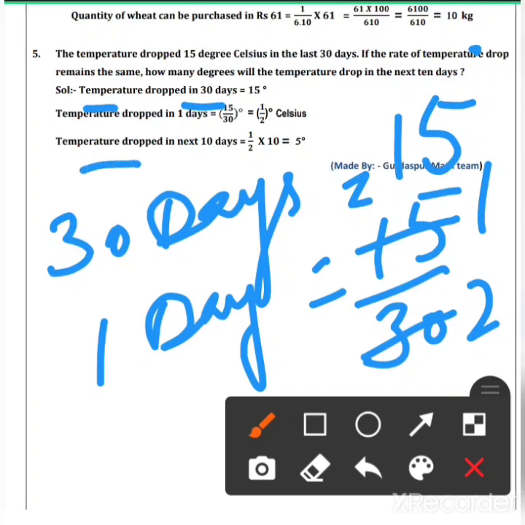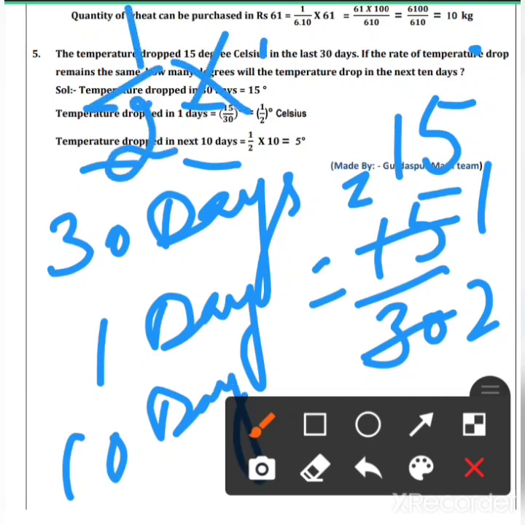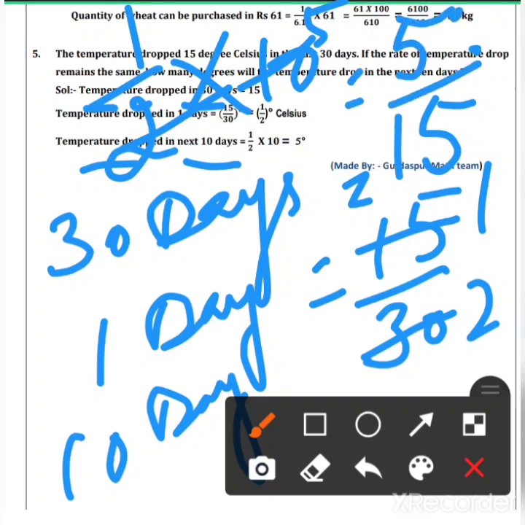Now the temperature dropped in 10 days. For 10 days, multiply 1 over 2 by 10. 2 fives are 10, which is equal to 5 degrees Celsius. It means the temperature dropped in the next 10 days is equal to 5 degrees Celsius.